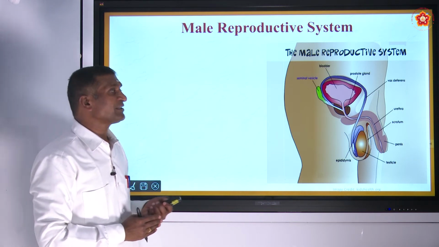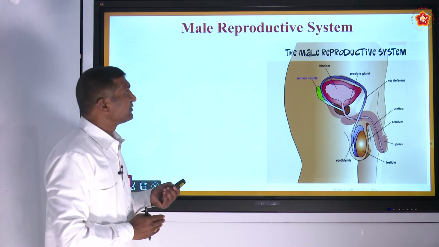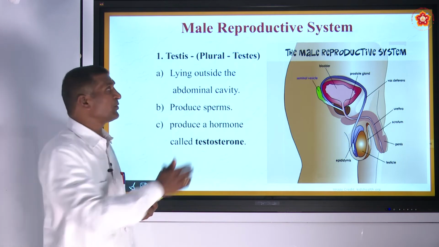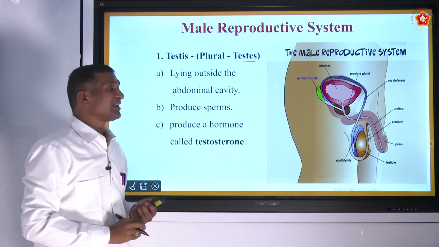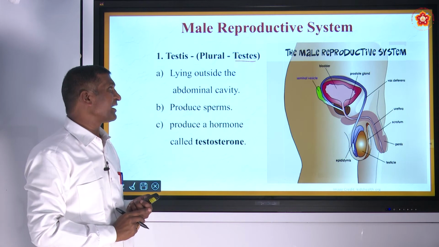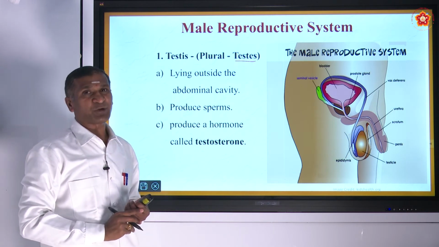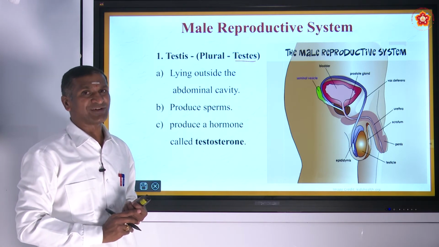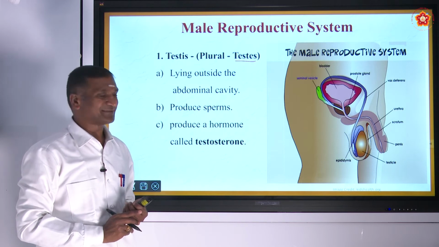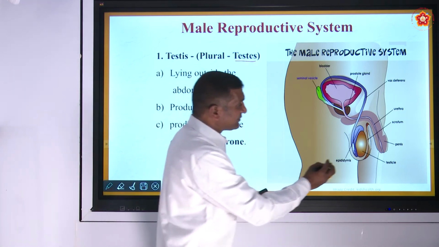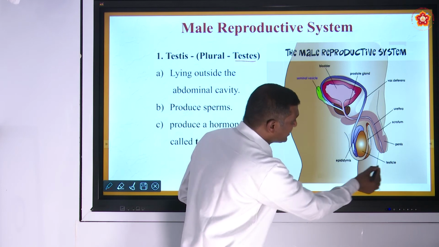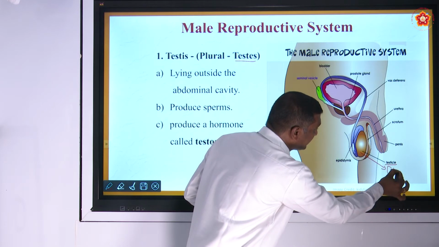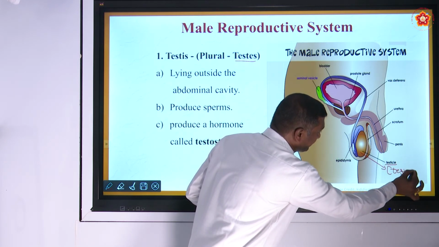So the male reproductive system has the testis, in the plural testes, lying outside the abdominal cavity, which produce sperms and also produce the hormone called testosterone. If you observe, for your kind information, what is mentioned as testicle is called testis.